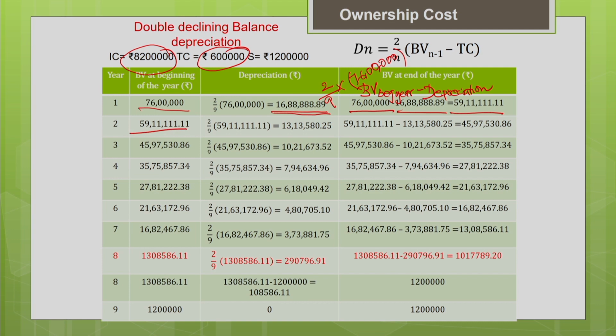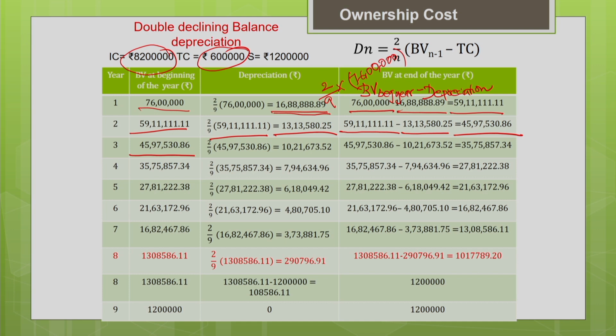11,111.11. Now in the same way you calculate the depreciation: 2 by 9 multiplied by the book value will give the depreciation. Once you know the depreciation, again calculate the book value at the end of the year. It's nothing but book value at the beginning of the year minus your depreciation. Now the book value at the end of this year becomes the book value at the beginning of the next year, the third year. The same way you calculate the depreciation for all the years.